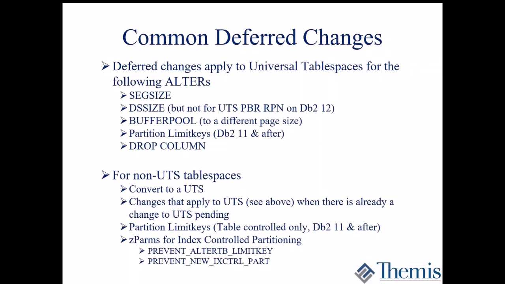If you have a segmented or simple table space, it can be converted with a deferred change to universal partition by growth. If you have a classic range partition table space, it can be converted to universal partition by range. And that can be done with an alter and a reorg as a pending change. If you are table controlled partitioned, classic table controlled partition, you can do the limit key alters as a deferred change.